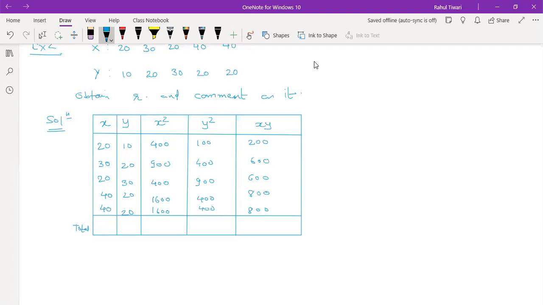So I think the sum of X is 150. What about Y? 100. What about X square? 4900. What about Y square? 2200.